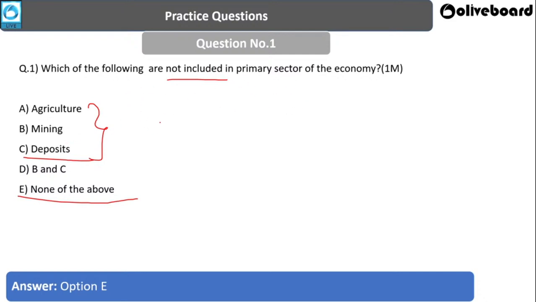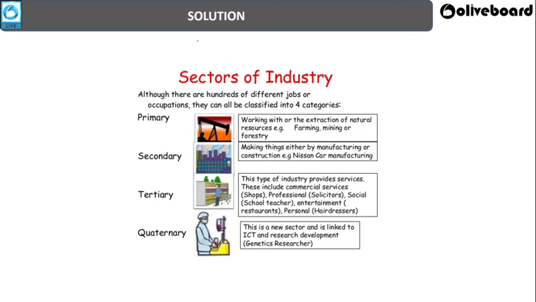primary sector of the economy. So the answer for this is E, none of the above, because it is asking for which are not included in the primary sector. So there are basically four types of sectors, and the fourth one, which is the quaternary sector, that's a new and recent addition. So how can you classify jobs or occupations into four of them?